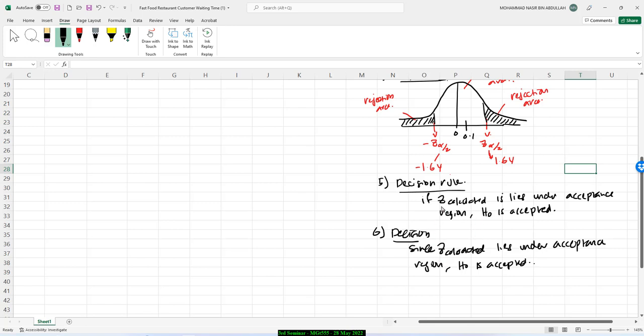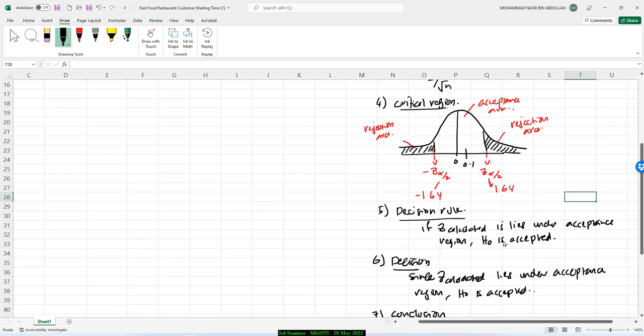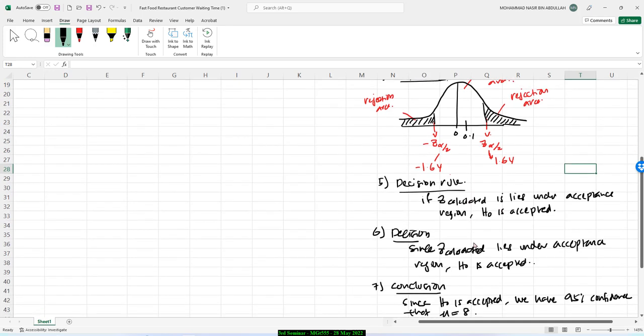So since, number 7, conclusion, since null hypothesis is accepted, we have 95% confidence that the mu is equal to 8. Right? The average waiting time is equal to 8 minutes. So this is based on the critical region. So kalau kita nak tengok lagi satu, based on the p-value.